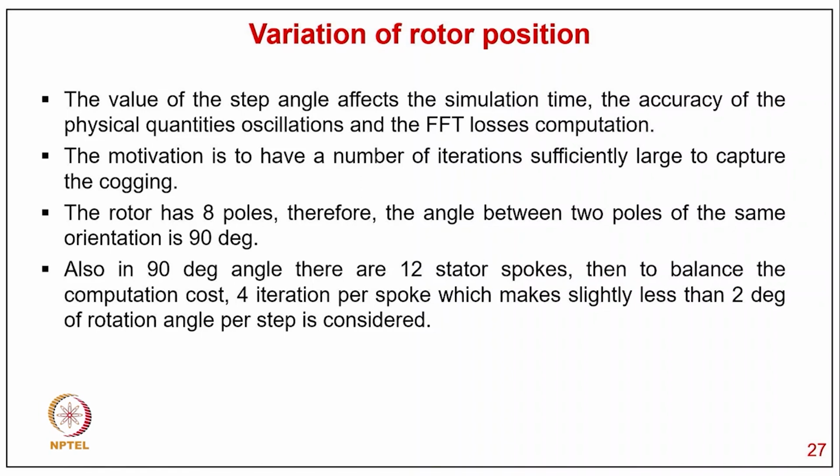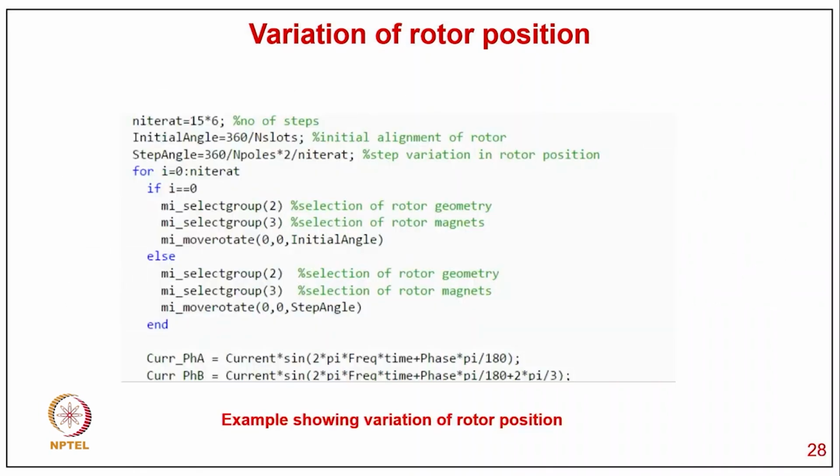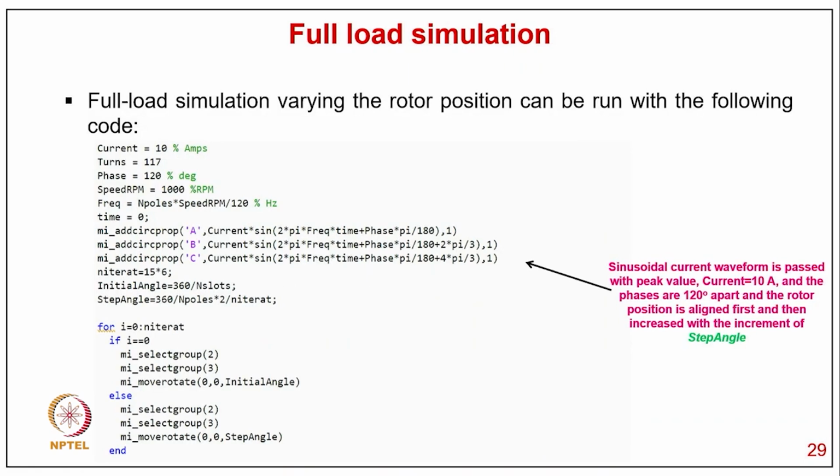Then to balance the computation cost, 4 iterations per spoke, which makes slightly less than 2 degree of rotation angle per step, is considered. Now this is typically the code: n_iteration 15 into 6, and initial angle 360 by n_slot, and step angle 360 by n_slot into 2 divided by n_iteration. And for i equal to 0 to n_iteration, if i equal to 0, then mi_select group 2, mi_select group 3, and mi_move rotate (0, 0, initial angle), else mi_select group 2, mi_select group 3, mi_move rotate (0, 0, step angle), and then current phase A, the current sine of phi, and the current B and the current C.